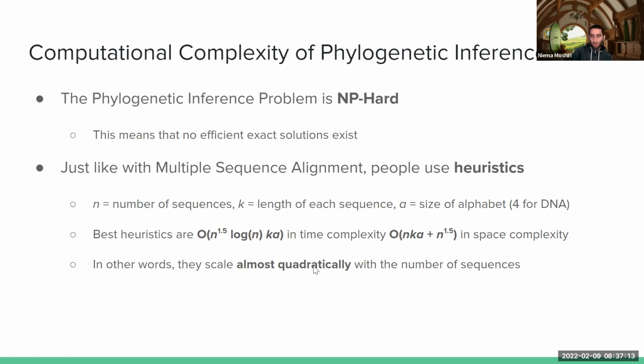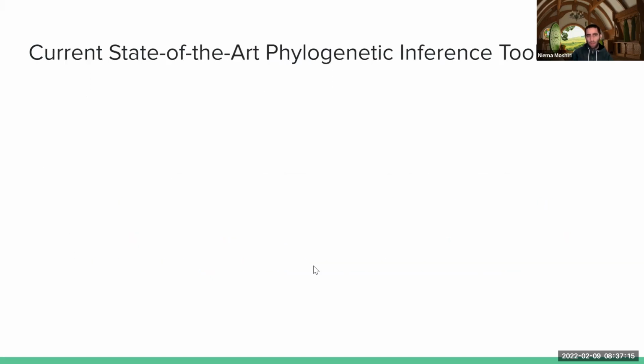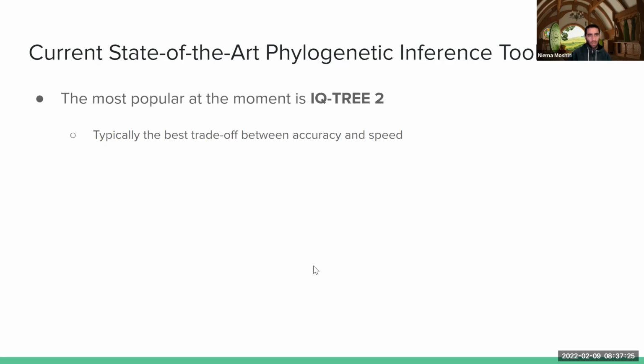As we've been talking about all course, we don't want to reinvent the wheel. So here's a list of some current state-of-the-art inference tools. One of them is called IQ-Tree. This is the most popular tool for doing maximum likelihood phylogenetic inference, and it's typically the best trade-off between accuracy and speed. In a lot of computer science applications, you have that trade-off to make, where maybe the more accurate algorithm is slower or the faster algorithm is less accurate. And here, this is the best trade-off between accuracy and speed that exists so far.